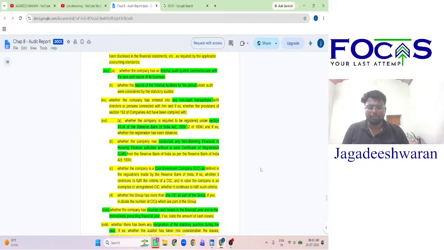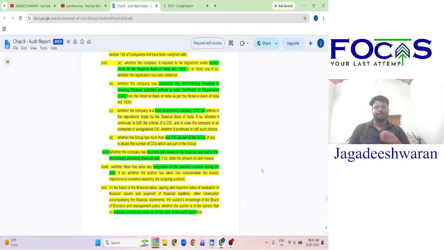So நம்ம இப்போ 15 பாயிண்ட் வரைக்கும் பார்த்திருக்கோம். We have around 6 points, right? So அதுல 16th clause என்னன்னா whether the company is required to be registered with section 45IA of the Reserve Bank of India Act. If so, whether registration has been obtained.